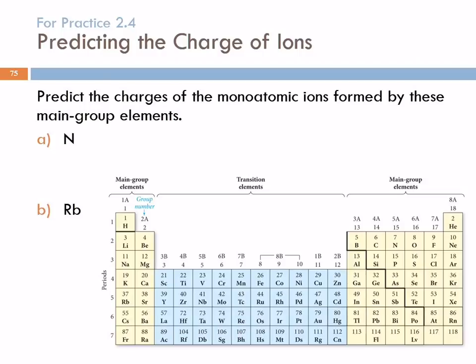So let's predict the charges of the monatomic ions formed by these main group elements. So nitrogen. Find it on the periodic table. Do you like group number -8 or count backwards? Count backwards, yeah, I think so too. 0, -1, -2, -3. So we predict that the charge would be -3. And we would write the symbol for that as N3-.